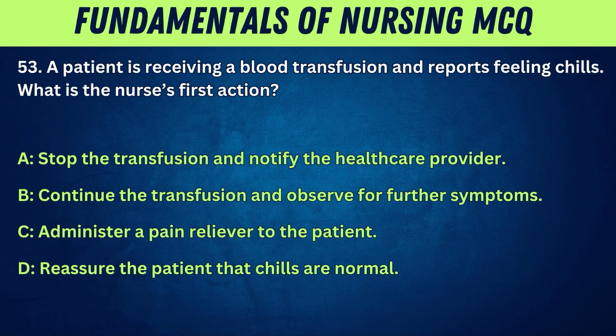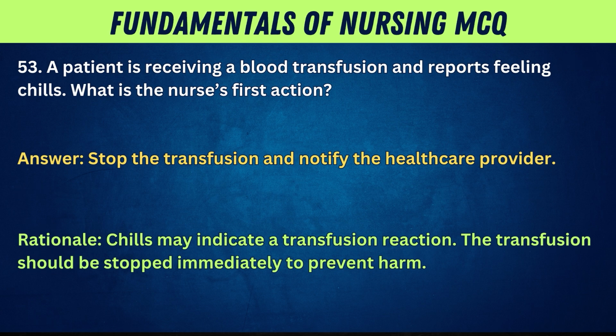53. A patient is receiving a blood transfusion and reports feeling chills. What is the nurse's first action? A. Stop the transfusion and notify the healthcare provider. B. Continue the transfusion and observe for further symptoms. C. Administer a pain reliever to the patient. D. Reassure the patient that chills are normal. Answer. Stop the transfusion and notify the healthcare provider. Rationale. Chills may indicate a transfusion reaction. The transfusion should be stopped immediately to prevent harm.